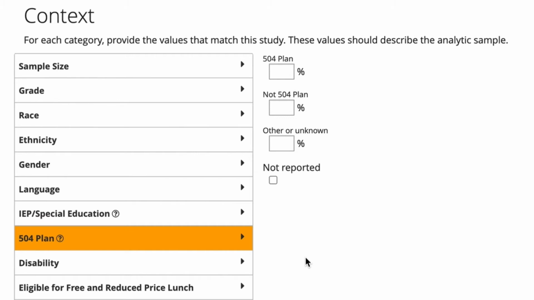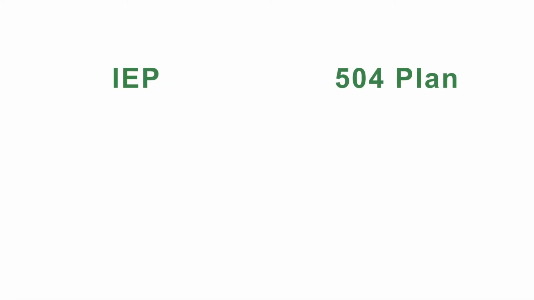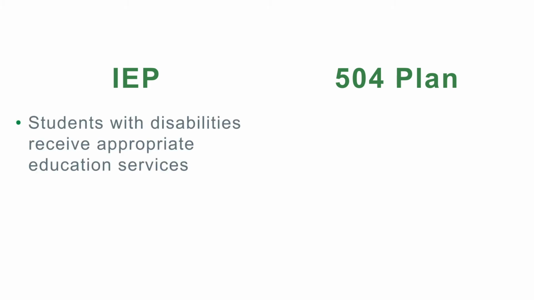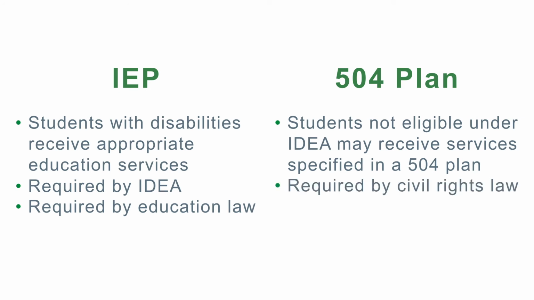Let's briefly break down the difference between an IEP and a 504 plan. An IEP, or Individualized Education Program, ensures that students with disabilities receive appropriate educational services to meet their needs. IEPs are required by Part B of IDEA. Students with disabilities not eligible under IDEA may receive services specified in a 504 plan. IEPs are required by education law, while 504 plans are required by civil rights law.